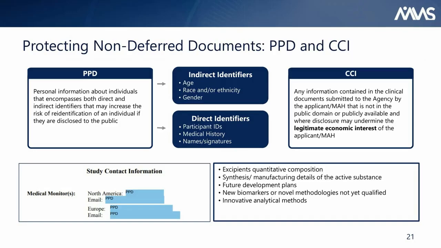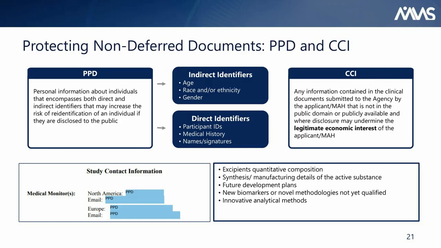Now, another way to protect your data in all submitted documents is the use of redaction. PPD, or personal protected data, includes indirect identifiers such as age, race, ethnicity, gender, these are just to name a few, and direct identifiers, which include participant IDs, safety case numbers, names, and handwritten signatures, also just a few examples. And then below that definition, you can see what the redacted overlay for PPD would look like in the public domain. There's an opaque box that would mask the information with an overlay stating that the information is PPD or if it was CCI.